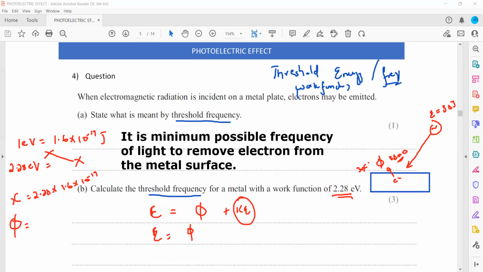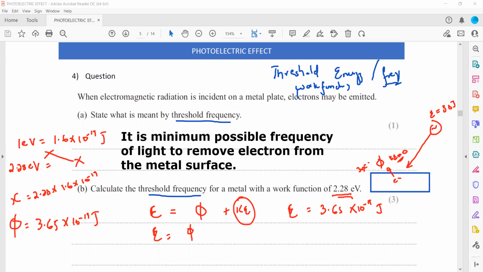So when these two factors, 2.28 multiplied by 1.6 into 10 to the power minus 19, are multiplied, this will give us 3.65 into 10 to the power minus 19 joules. That is the work function. Now we know the work function, so we substitute the value of the work function. So E is equal to phi, and the value of phi is 3.65 into 10 to the power minus 19 joules. And E is the energy of the photon.